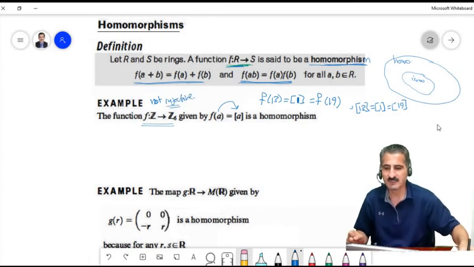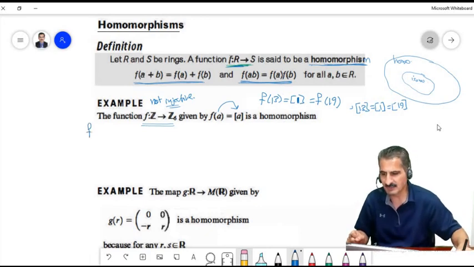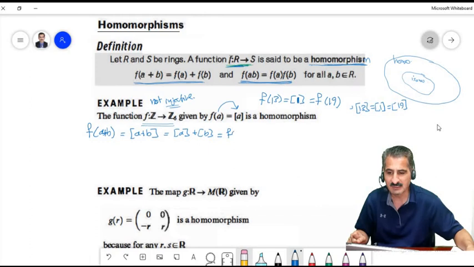Okay, now let's check whether it is a homomorphism or not. Let us take f of a plus b, where a and b are integers. That means we want to take the equivalence class of a plus b. But we have seen this is the same as the equivalence class of a plus the equivalence class of b, and this is f of a plus f of b. And now for abbreviation, we are not writing it, but this is the addition inside Z6.